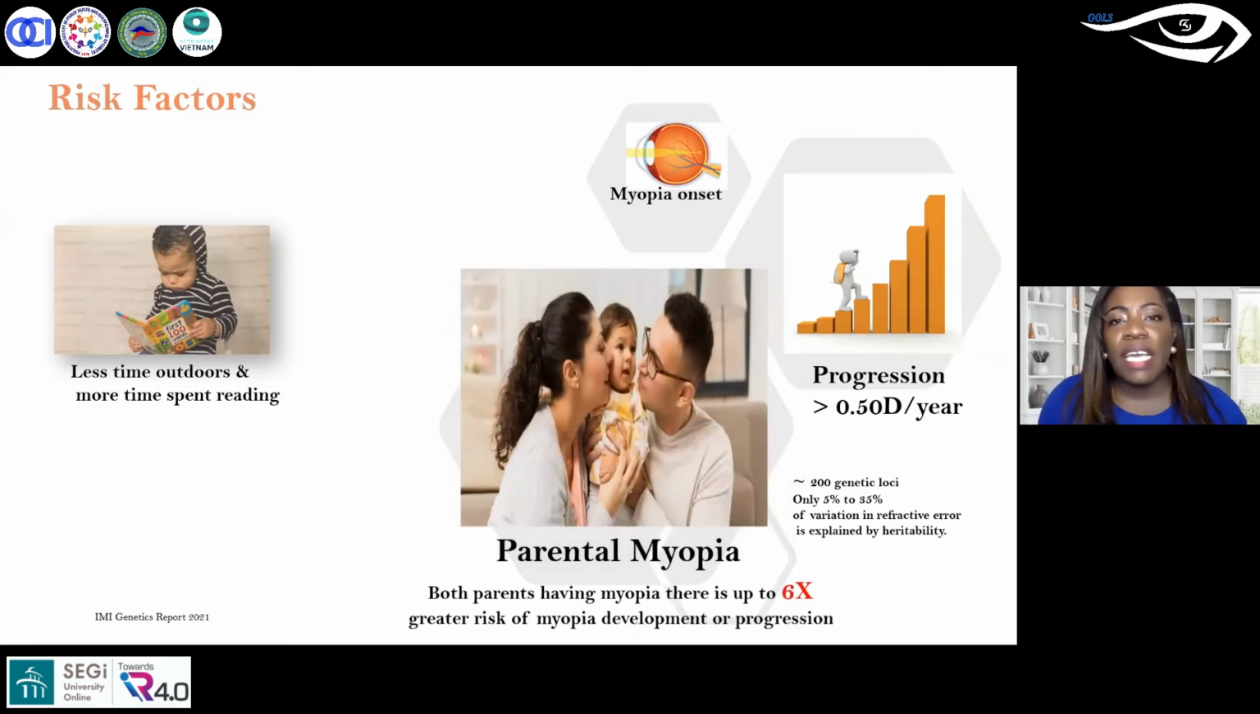But what we know today is that it may not be that part of that parental myopia is related to genetics, as only 5 to 35% of the variation of refractive error is explained by heritability. So yes, we have all these risk factors, but I think what's important is to really look at what is the strongest risk factor for myopia development or progression.